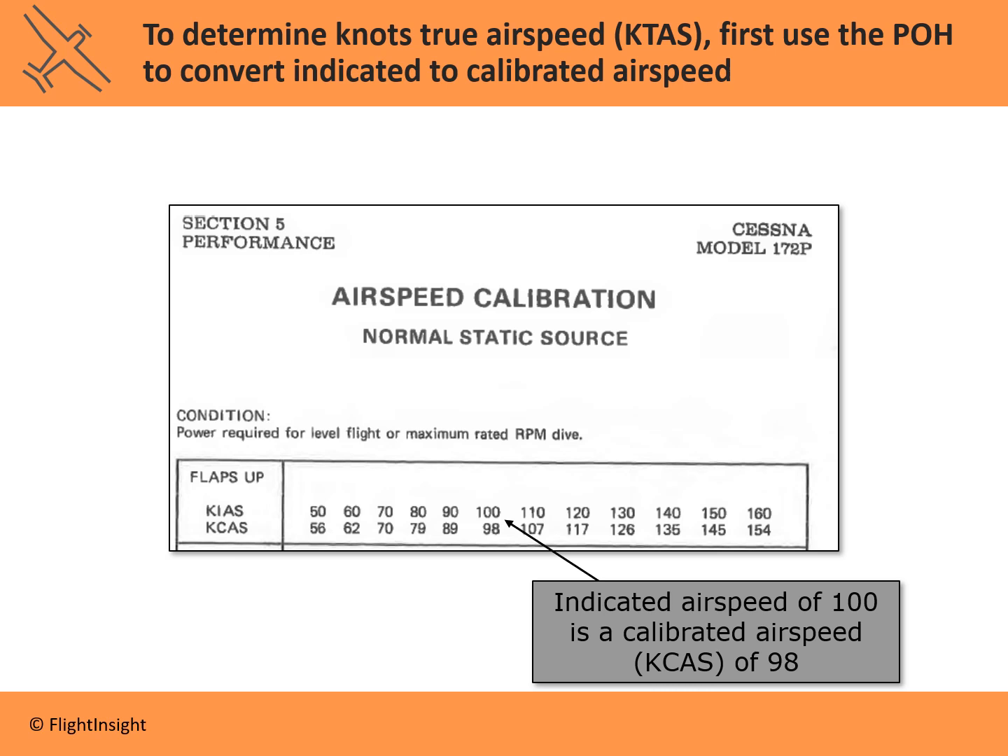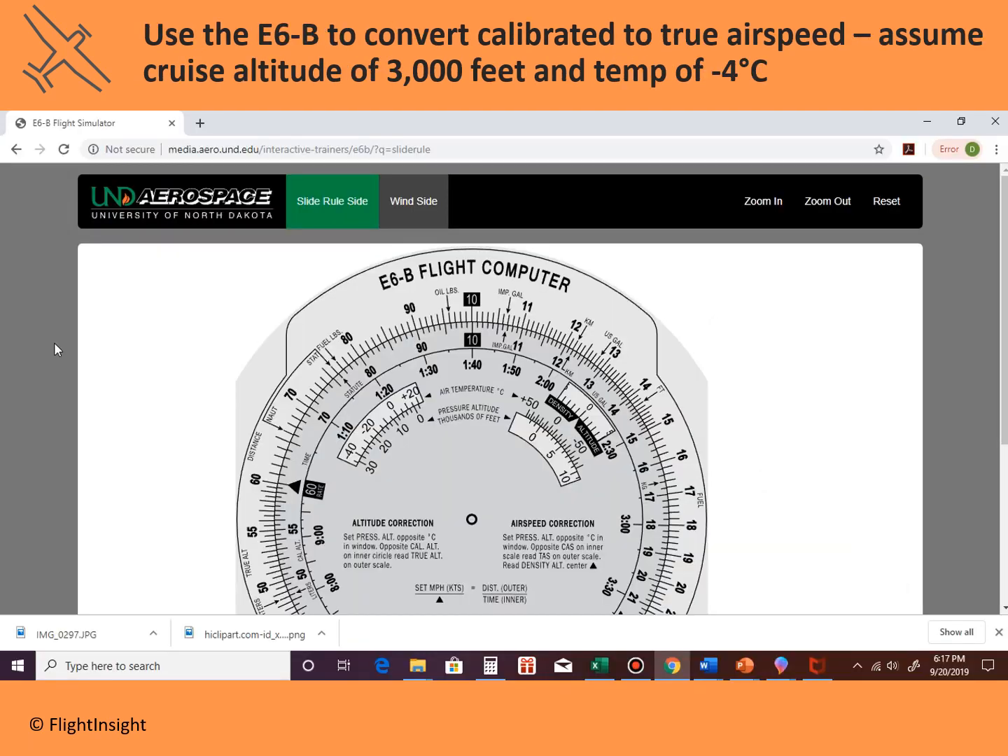So what the POH has done is they've said that for a certain indicated airspeed, you have a calibrated airspeed that differs due to these errors. So at 100 knots indicated airspeed, which is what we're interested in here, you would expect to see a calibrated airspeed of 98 knots.